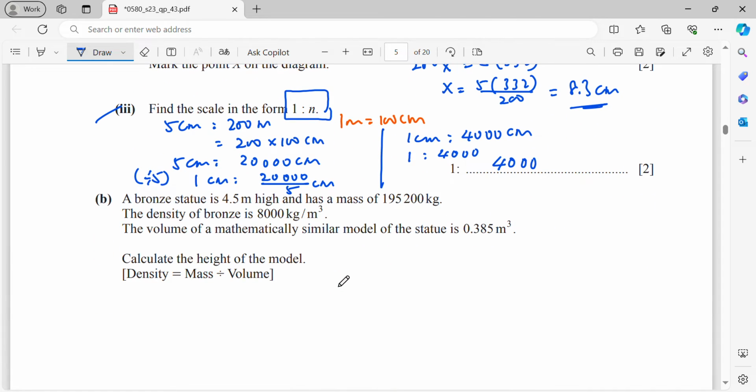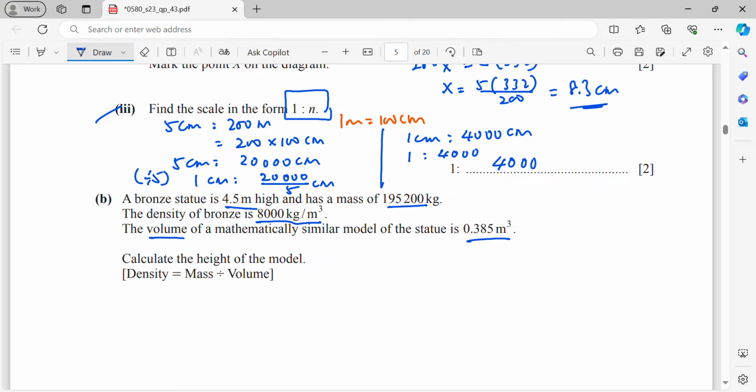Now part B. A bronze statue is 4.5 meter in height and has a mass of this much. The density of bronze is 8,000 kilogram per meter cube. The volume of a mathematically similar model of the statue is 0.385 meter cube. Calculate the height of the model.